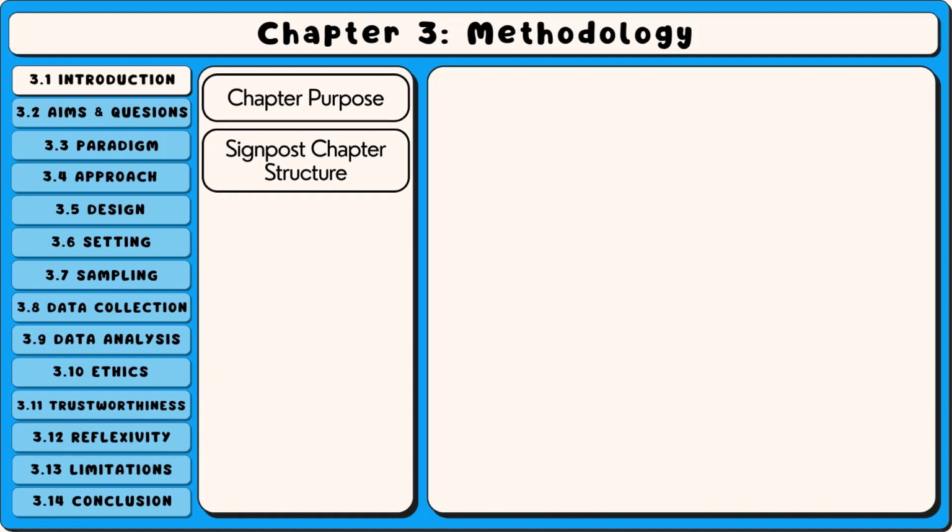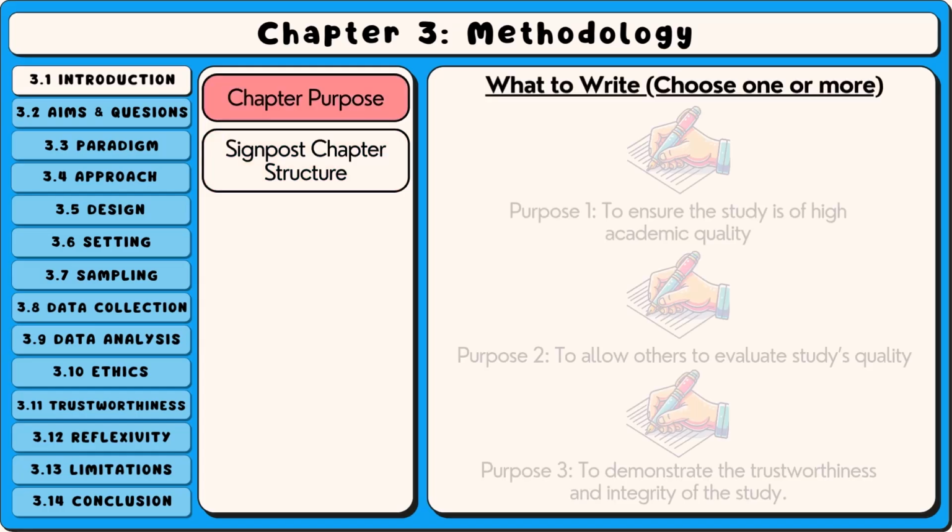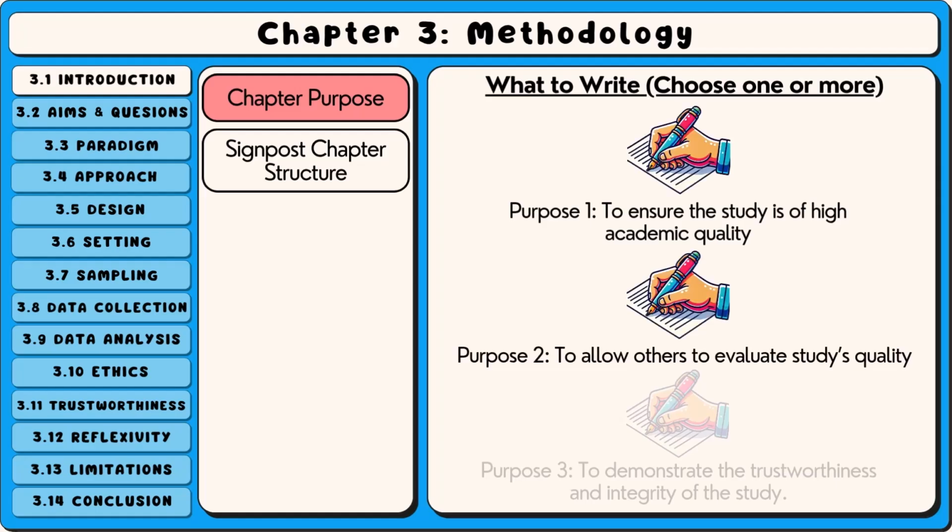So let's get started with the introduction. The introduction outlines the chapter purpose and signposts the chapter structure. When talking about the chapter purpose, you can consider 3 purposes. One is to ensure the study is of high academic quality. Another is to allow others to evaluate the study's quality. And the third is to demonstrate the trustworthiness and integrity of the study.